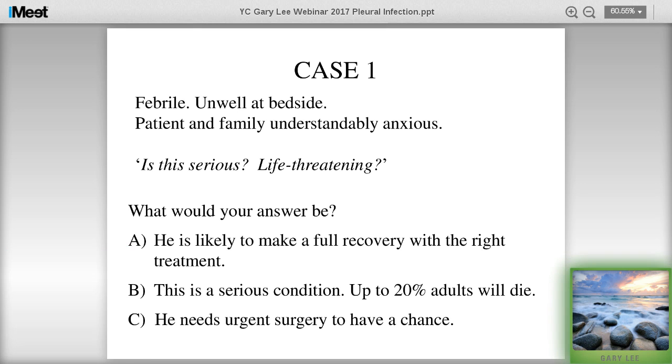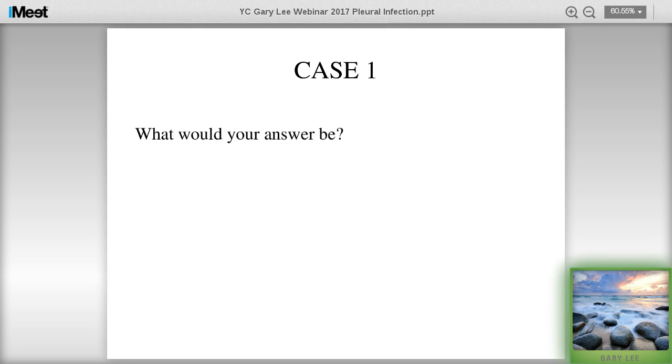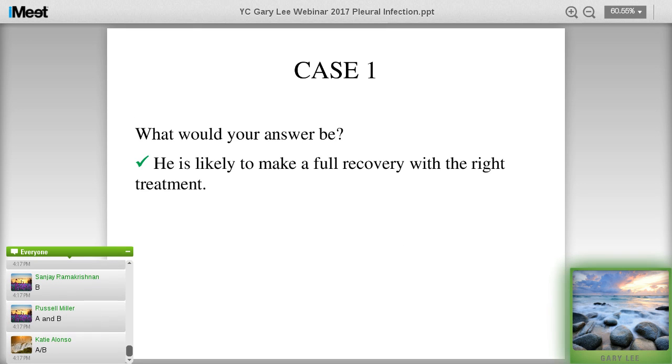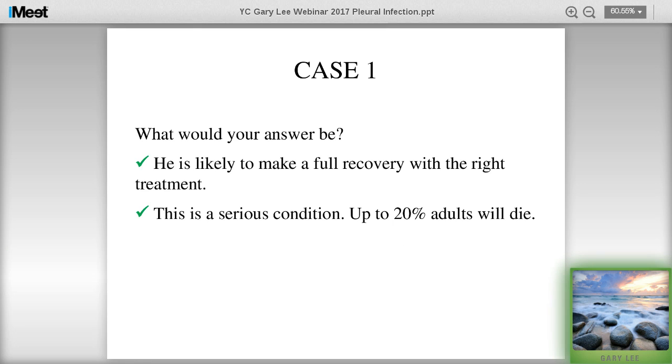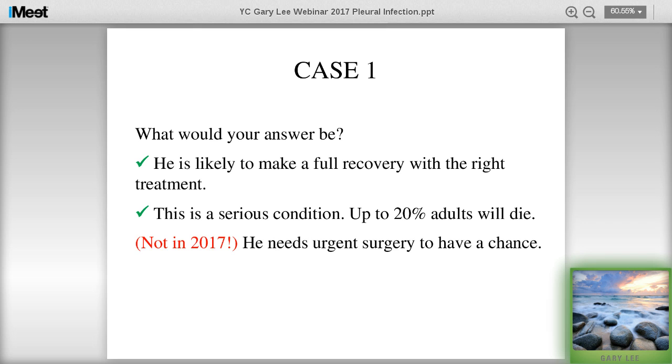So I'm seeing that a lot of you say A, and some say B, and some say A and B, and that's exactly what we did. We think that he's likely to make a full recovery with the right treatment, but we did also tell him that statistically about 20% of adults who have empyema will die within the next 3 months.